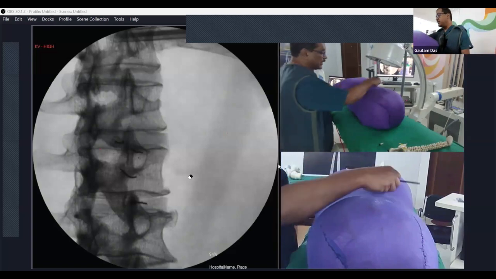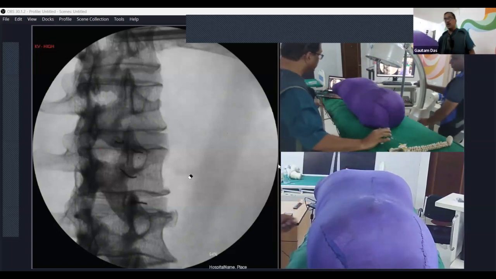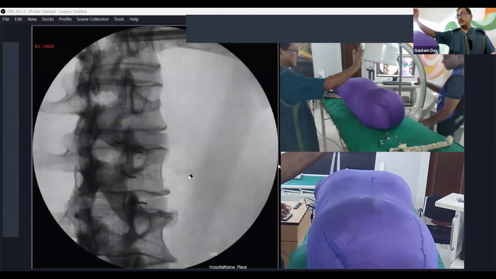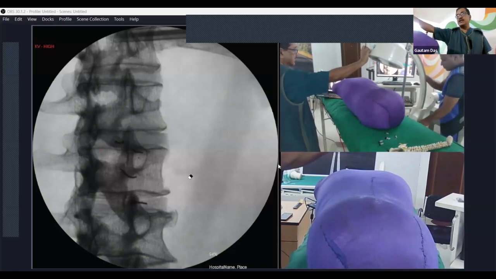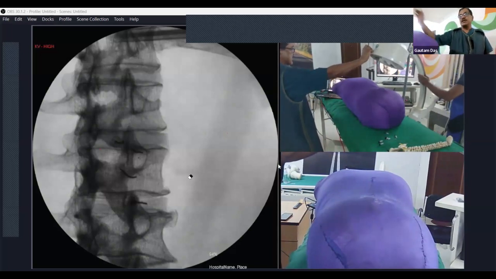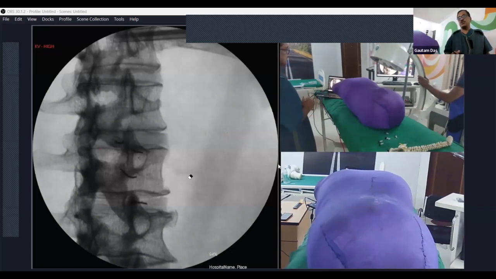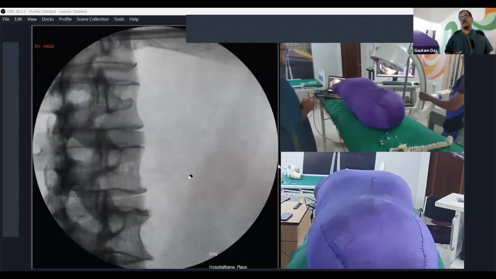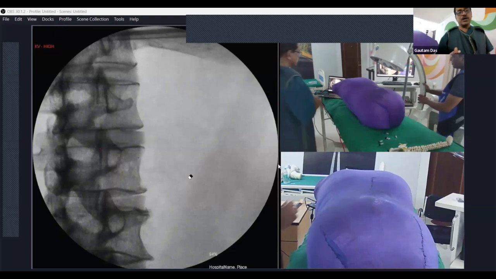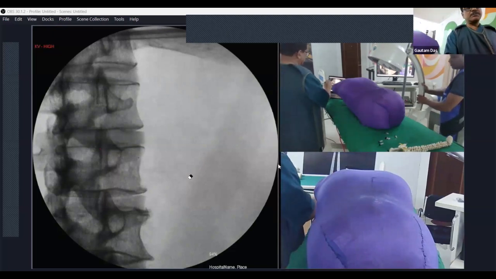Okay, now I will go for the lumbar sympathetic. So lumbar sympathetic was what? We have to make it a little more oblique. How much? Till the transverse process picture is within. Somebody asked me the question about the transverse process. You see now the transverse process within the vertebral body. So now we are ready for the lumbar sympathetic procedure.